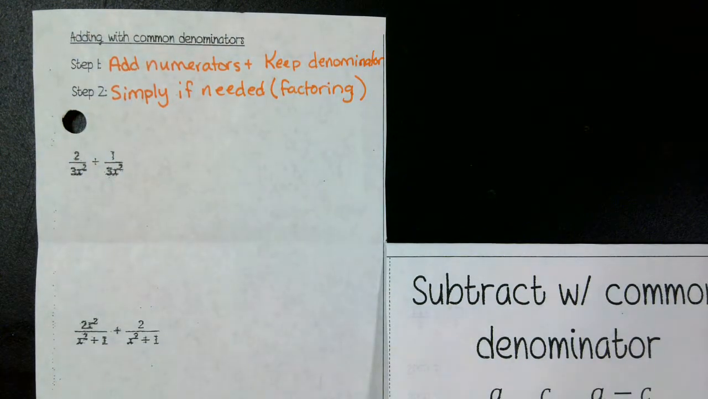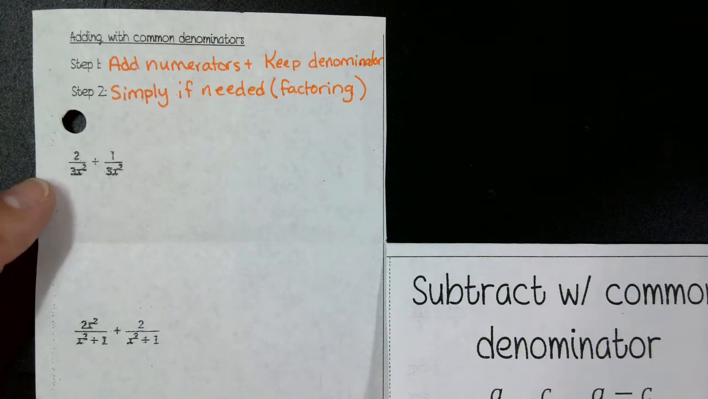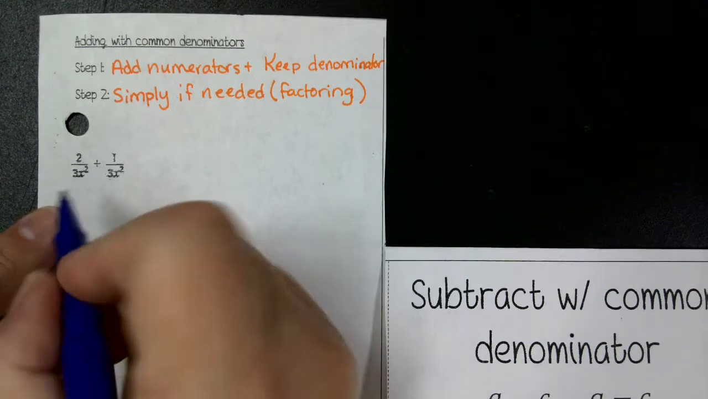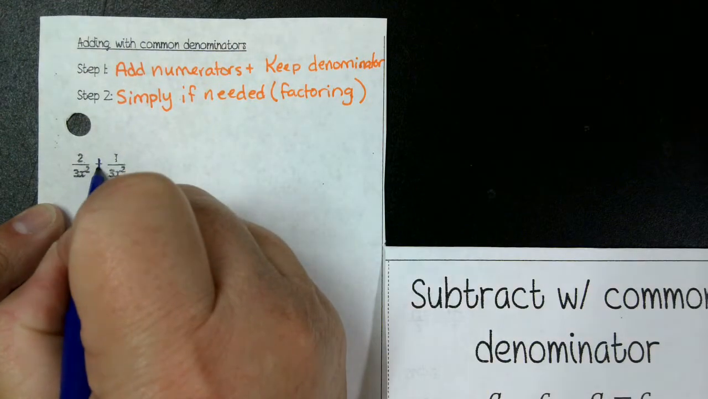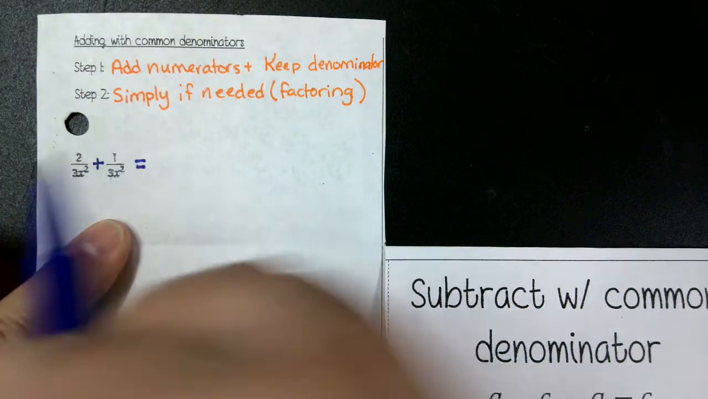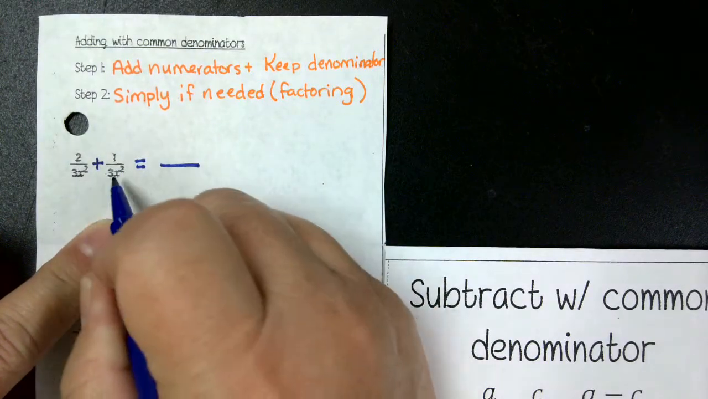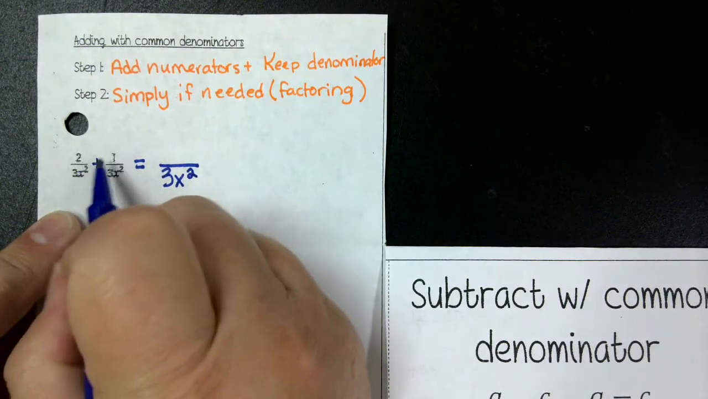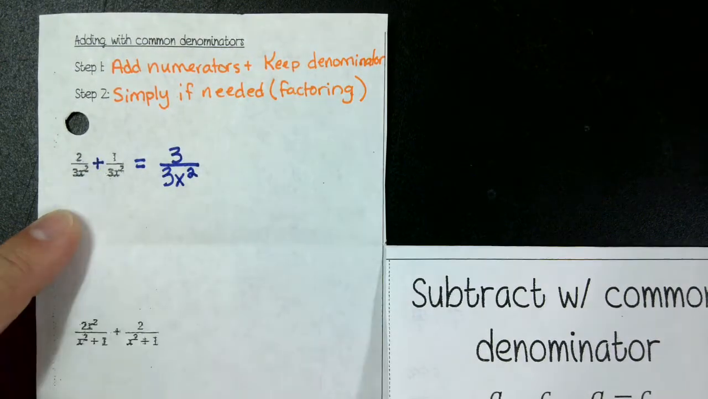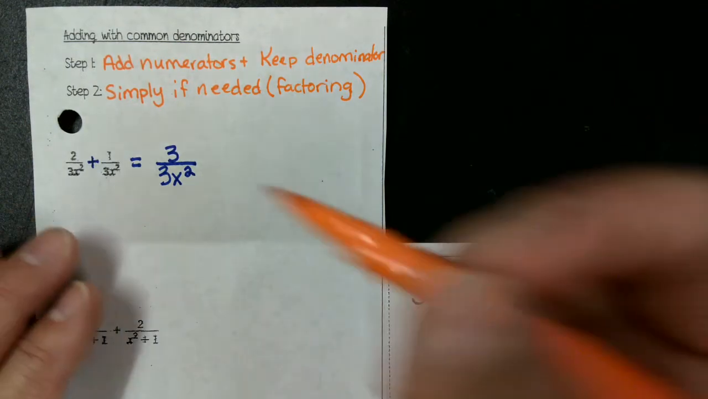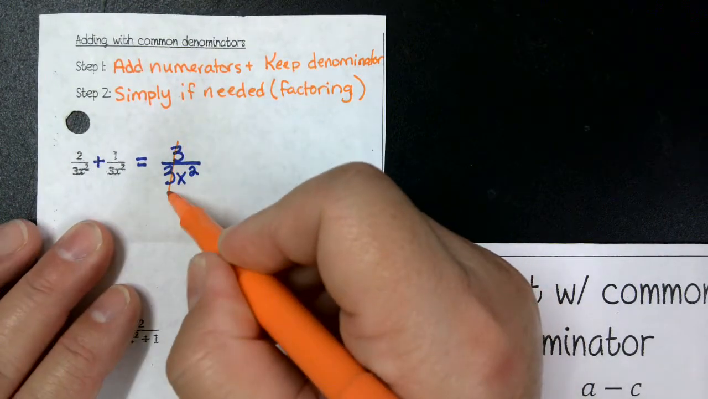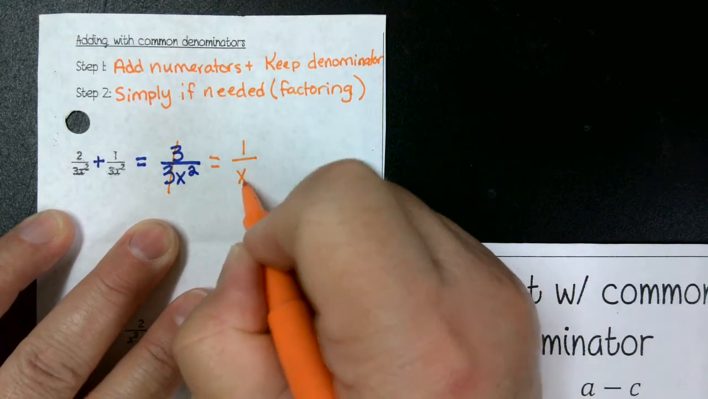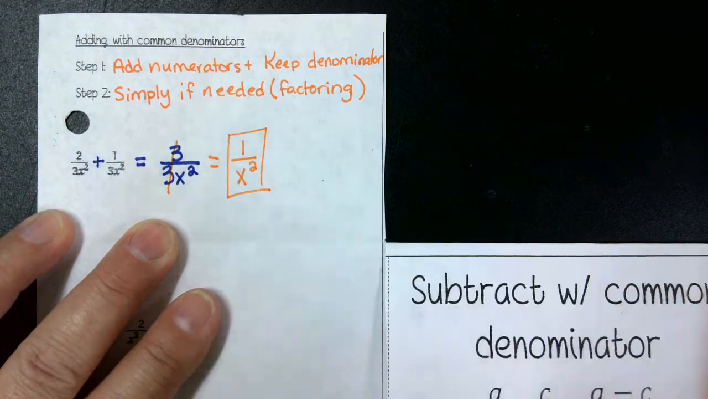Okay, so looking at my first example, I will see that I have a common denominator, 3x squared and 3x squared, and we're adding those. So I keep my common denominator, 3x squared, and then I add the 2 plus 1. 2 plus 1 is 3. Now, can I simplify anything? I sure can. 3 divided by 3 is 1. So my answer is 1 over x squared.